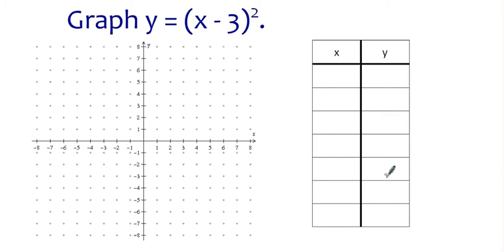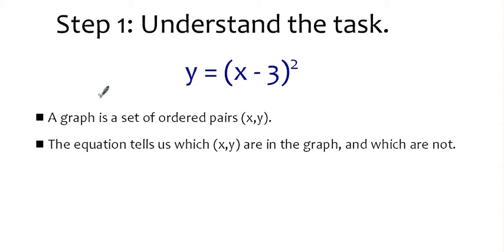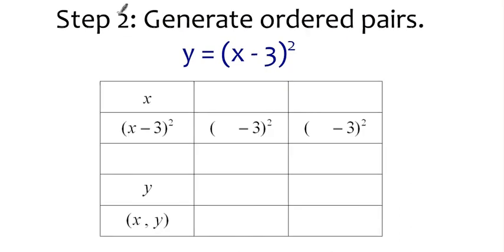Welcome. In this video, we'll learn how to graph the equation y equals (x minus 3) squared. As always, a graph is just a set of ordered pairs, and we can use the equation to tell us which ordered pairs are on the graph. Let's generate a couple of ordered pairs to get a feel for how this equation works.